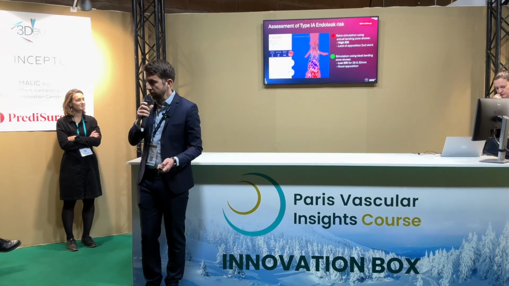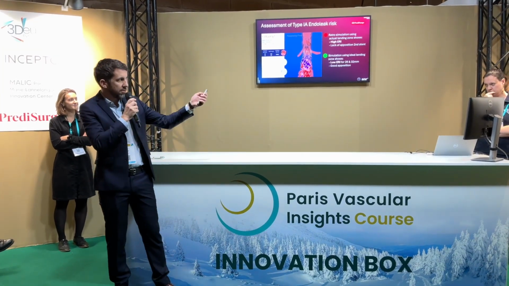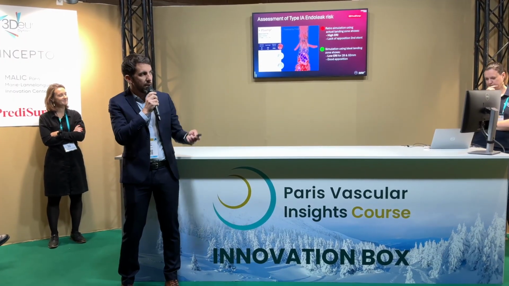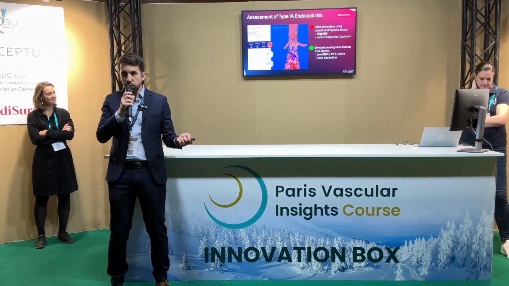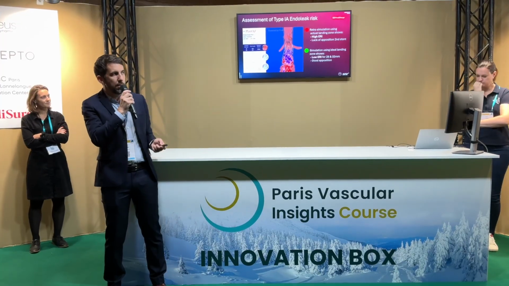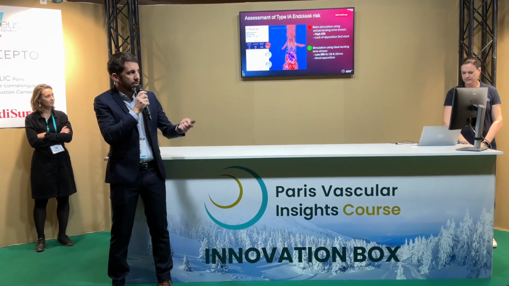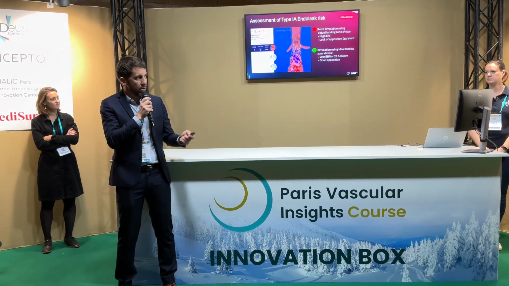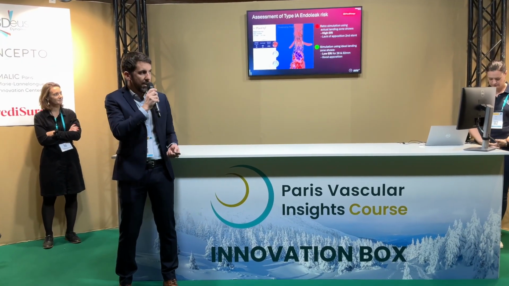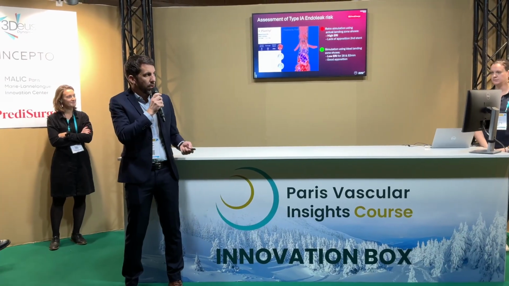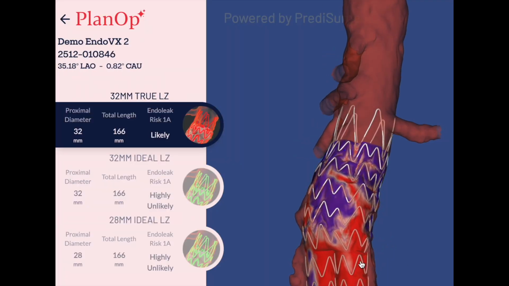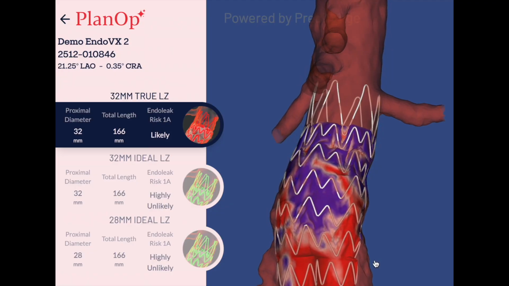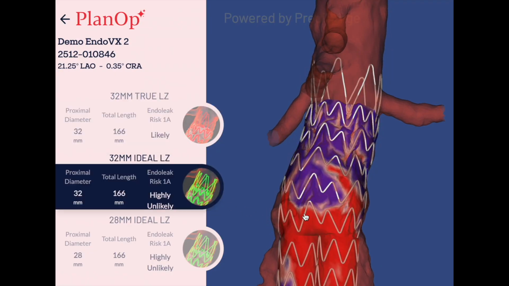So here we've simulated the patient that we just saw with the tool that had a type 1 endoleak, and when we simulate retrospectively using the same landing zone and the same device, the algorithm tells you that you have an elevated chance of getting a type 1 endoleak. And you see actually on the model that you have a lack of apposition that is represented in red, starting from the second stent.